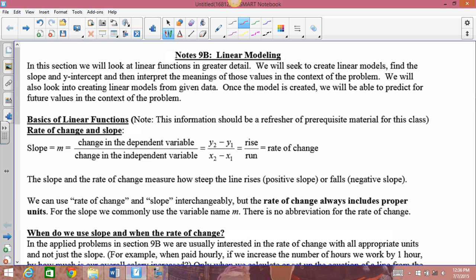So we're looking here at section 9B, which is linear modeling. This section will focus solely on linear growth and decay. You'll have a nice formula now to use with linear functions and models, and it will also give you a more concrete reason as to why in the last section we focused so heavily on independent and dependent variables.